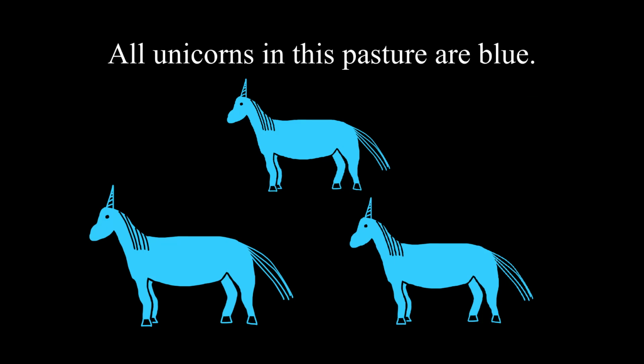But it might happen that there aren't any unicorns in the pasture, in which case it's still true to say that all unicorns in this pasture are blue, or pink, or whatever we want. We say these statements are vacuously true.